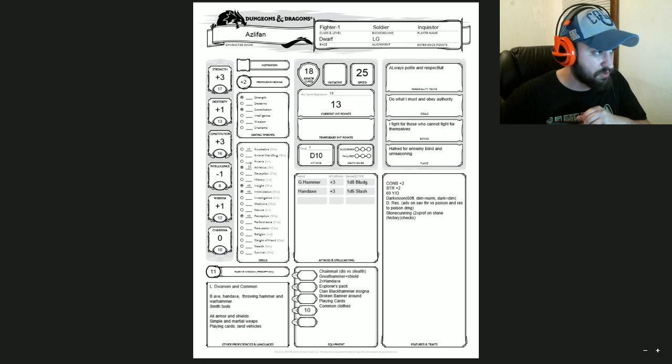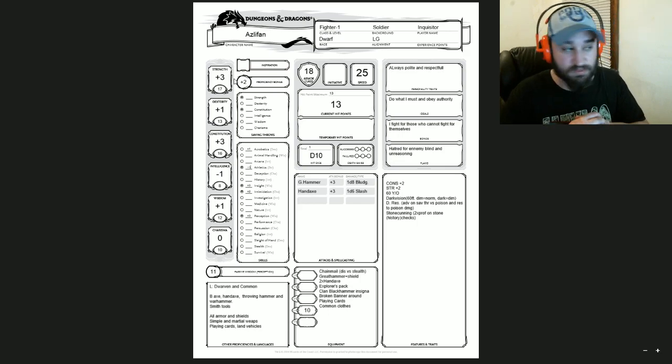The athletics, we have strength, which we already have +3, but since we're proficient, every time that we're gonna do an athletics ability check, we're gonna get a +5.